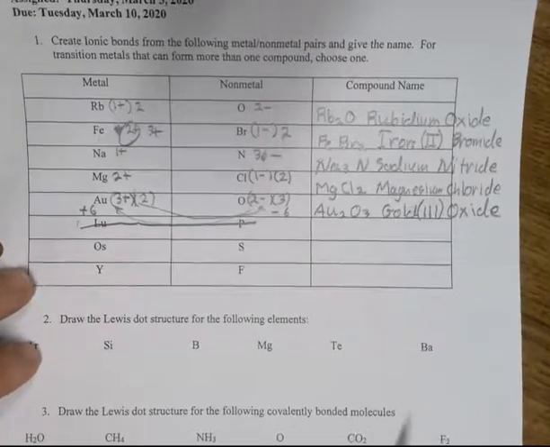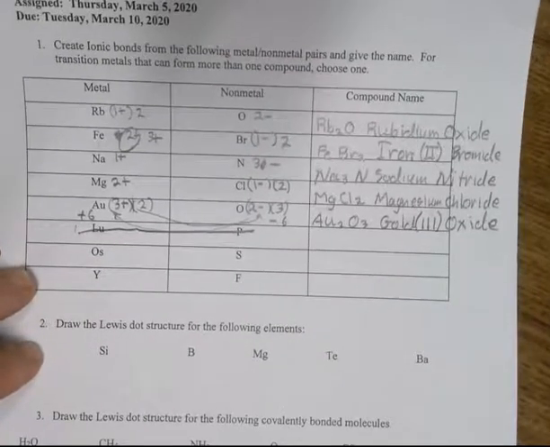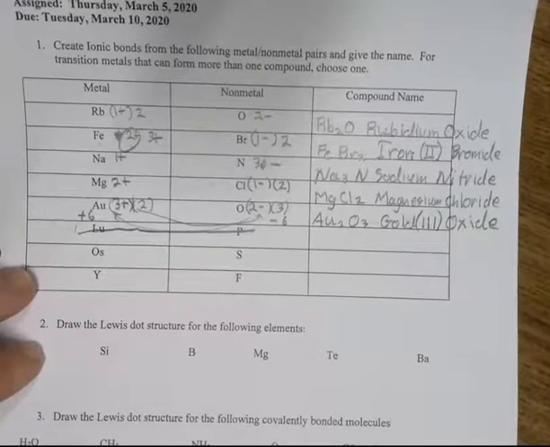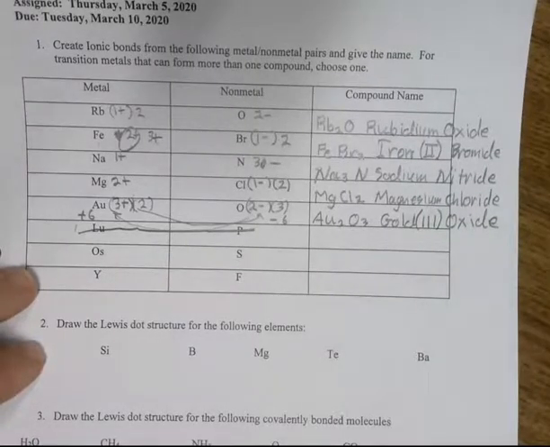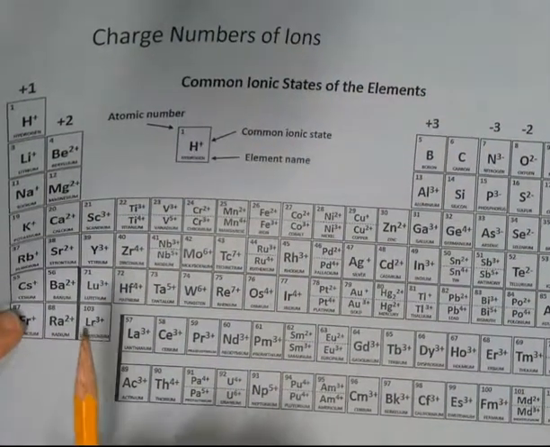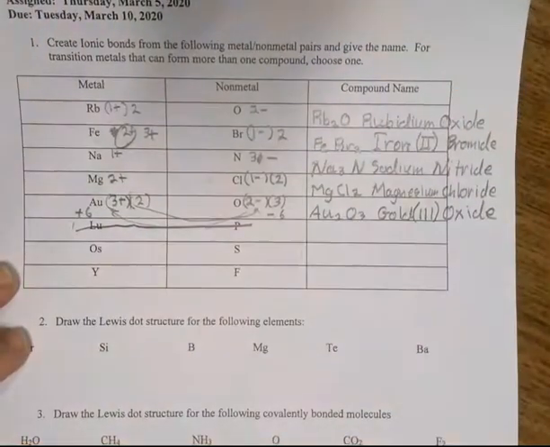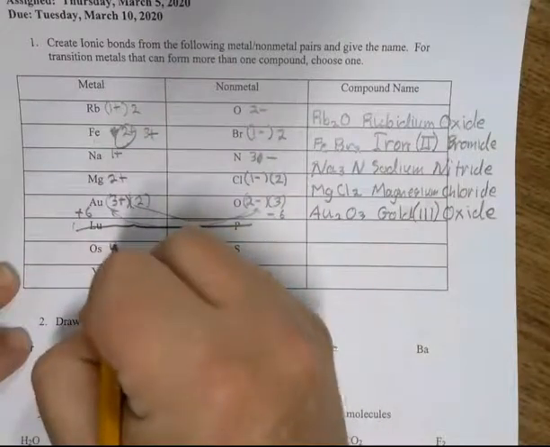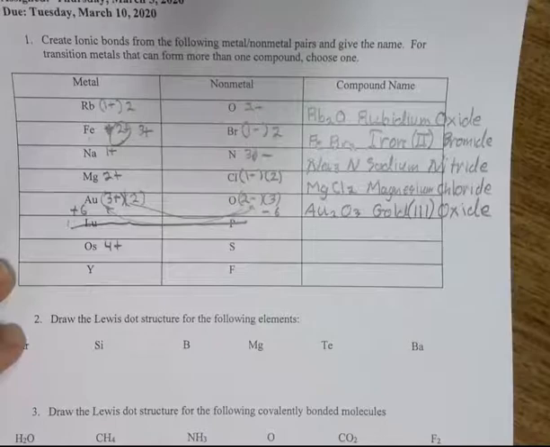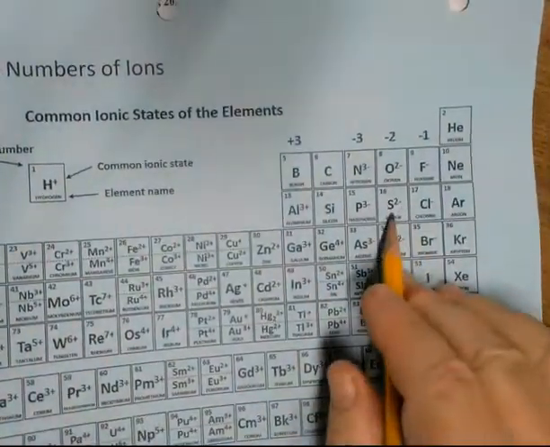Okay, next up is osmium sulfide. So come to our sheet here, and osmium only has one charge. It's a 4+, so that's going to be a 4+, and sulfide is, bring it back, is a 2- right there.